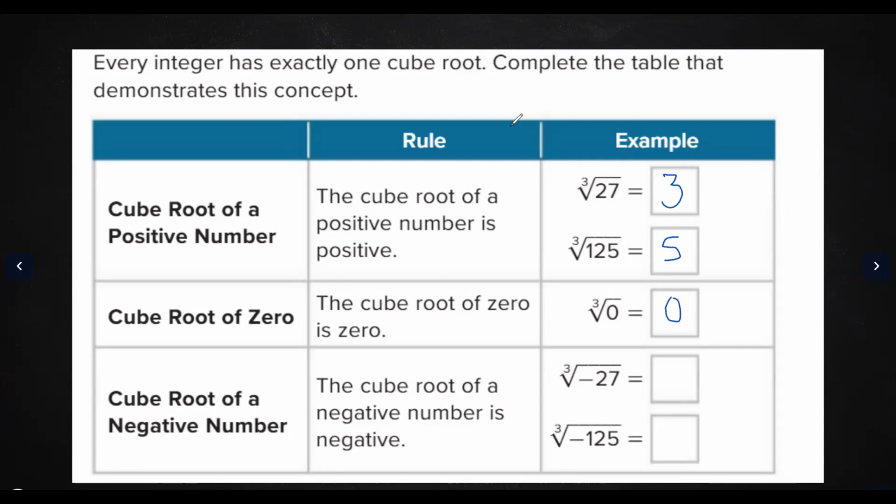Now, the cube root of a negative number is always a negative number. Okay? So the cube root of negative 27 would be negative 3. Why? Because negative 3 times negative 3 is 9, times negative 3 is equal to negative 27. Okay? So in this case, we're not going to have a positive or negative answer. Either it is positive or negative. In this case, the cube root of negative 125 would be negative 5 for the same reason. Okay? Very good. Let's see an example of this.